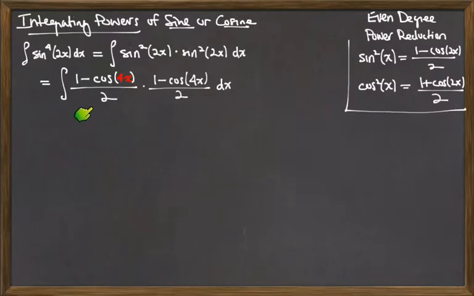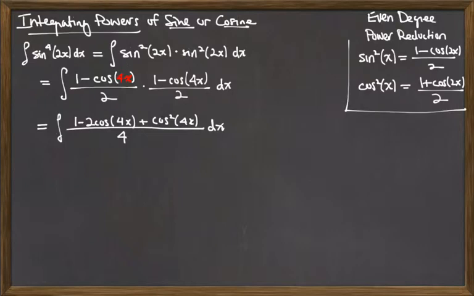We now have what looks to be something significantly more complicated, but if we expand this out, things will have improved significantly. In the denominator, I have 2 times 2, so all over 4. I'm going to FOIL everything out. I'll have 1 times 1. Then I'll have minus a cosine and minus another cosine from my outer and inner term, so I'll have minus 2 times cosine of 4x. And then my last term will be the cosine times the cosine, so it will be plus cosine squared of 4x dx.